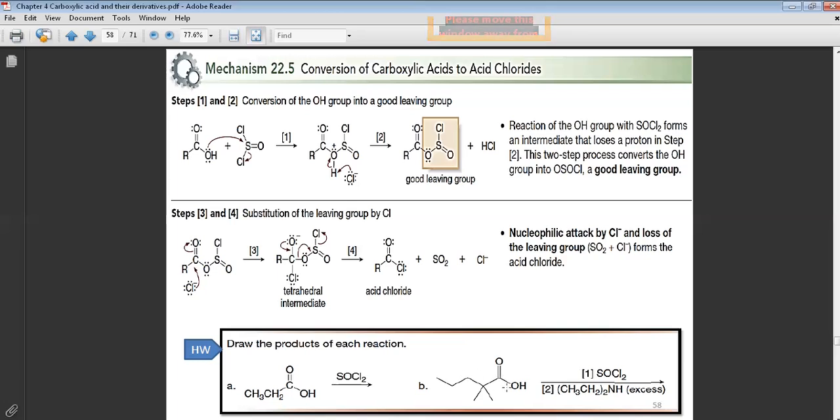Easy. Just remove the OH and put the N(CH3CH2)2, that means two alkyl groups on the nitrogen. It will be a tertiary amide. Okay. No question here. No question.